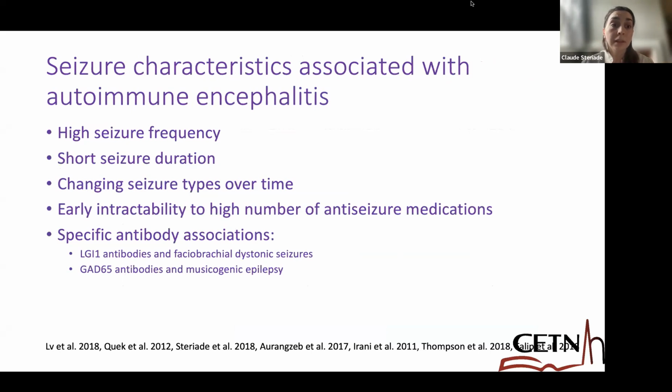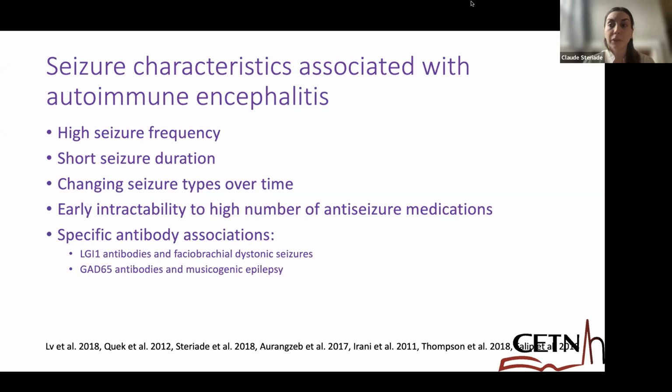So what are some other characteristics that we could think about in addition to those scoring tools? Well, if you have a patient with very high seizure frequency, and here I'm talking about daily to multiple daily seizures, short seizure duration, changing seizure types over time, so like a flavor that the epilepsy is dynamic, early intractability to a high number of anti-seizure meds, so patients who declare themselves as being drug resistant very early in their disease course.